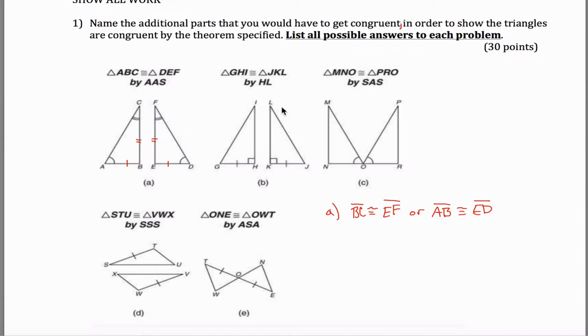All right, part B, GHI congruent to JKL by hypotenuse leg. Okay, so technically, hypotenuse leg says that you have to have a right triangle, which I do here, and a pair of congruent legs and a pair of congruent hypotenuses. I don't know if that's how you say that. So technically, I guess what I should say is that length GH is congruent to length LJ.